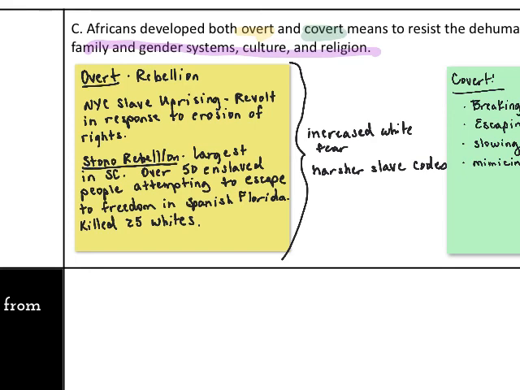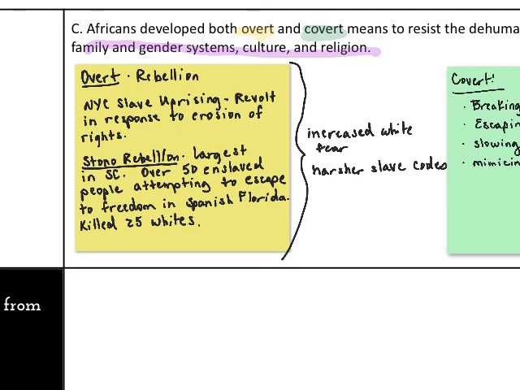Over 50 enslaved men and women escape as they are attempting to escape to Spanish Florida, where there is a promise of freedom. They are hunted and tracked down, and in an effort to stay free, they fight back, they defend themselves, and kill 25 whites.